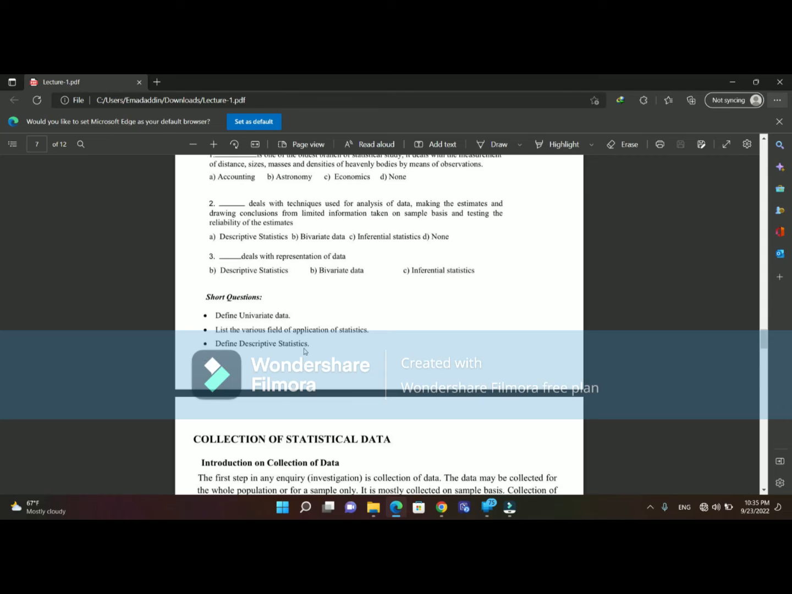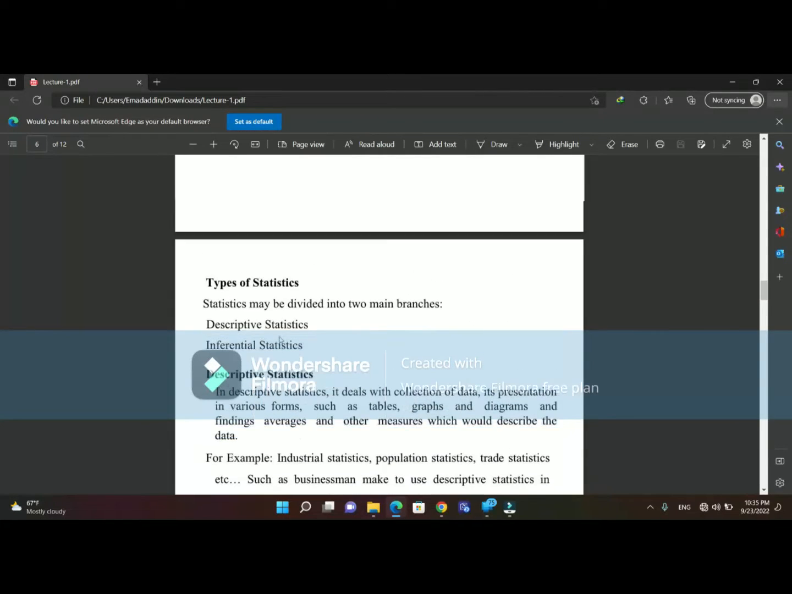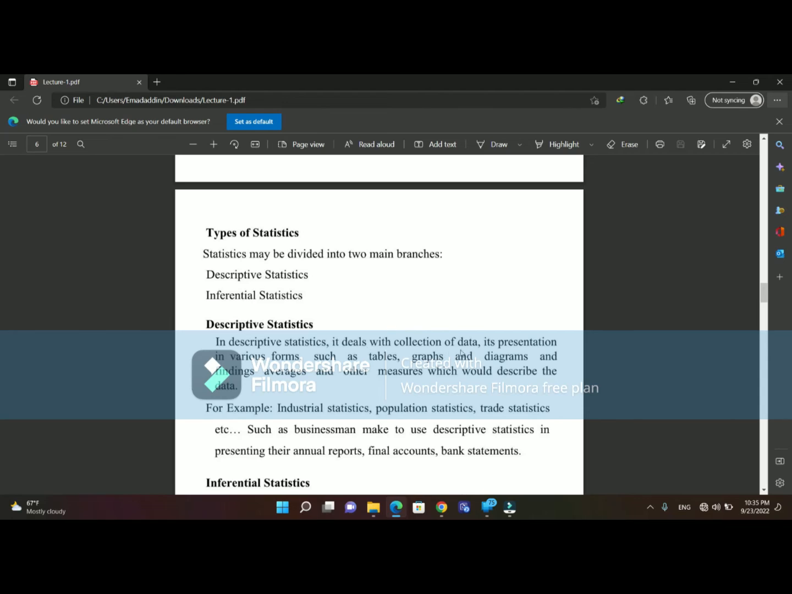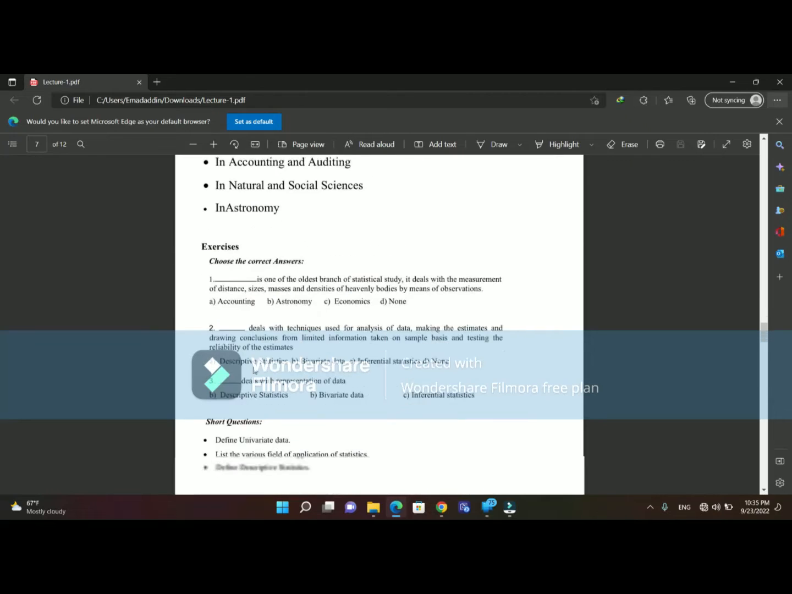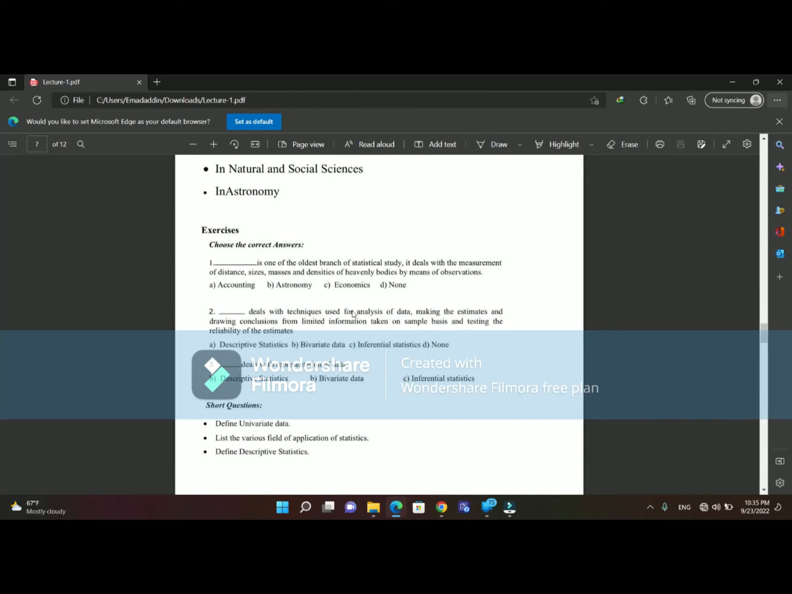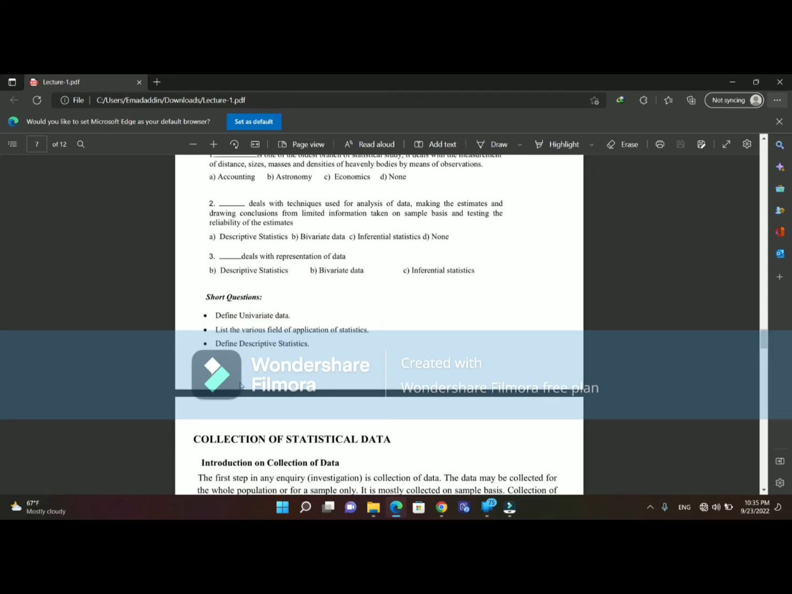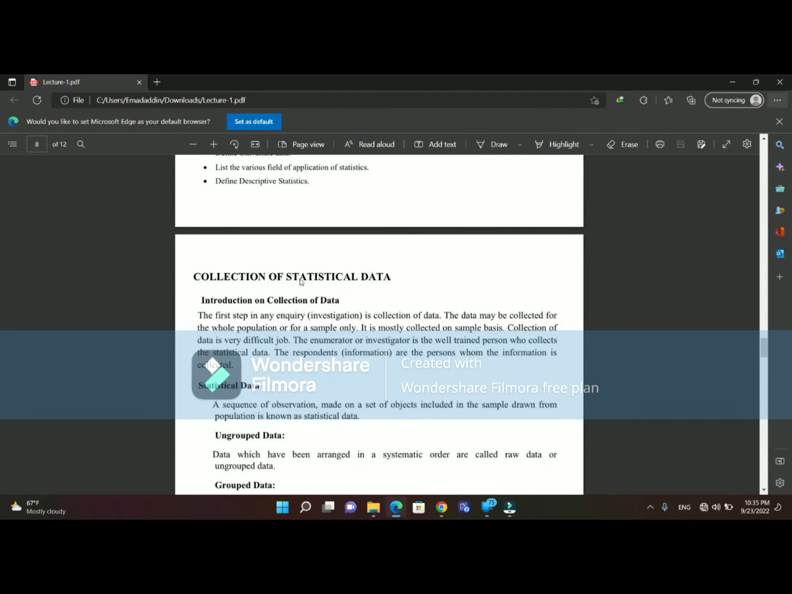Define descriptive statistics. Descriptive statistics, we said in the first one, deals with the collection of data. It represents presentation in various forms, such as tables, graphs, and diagrams, and finding averages of the measurements which would describe the data. Here, what deals with the techniques of analysis of data is inferential statistics. What deals with the representation of data is, again, descriptive statistics.